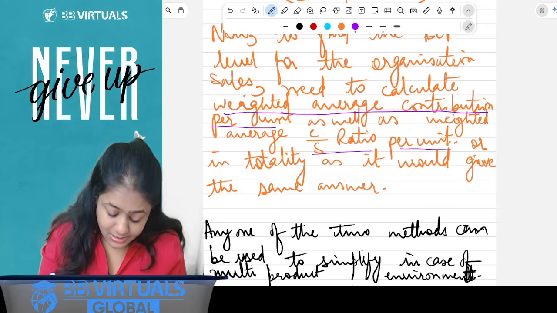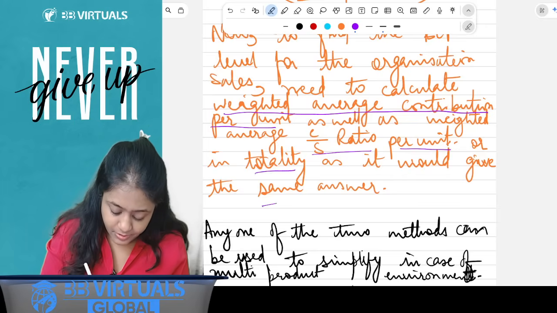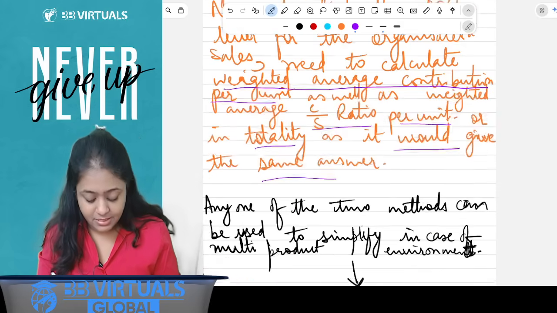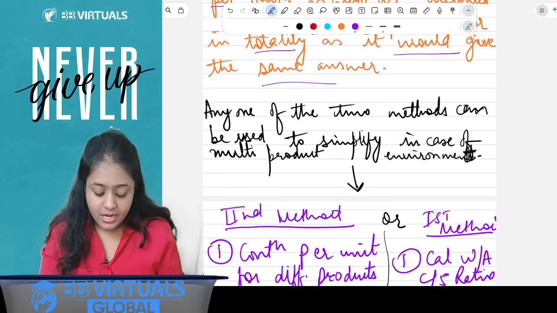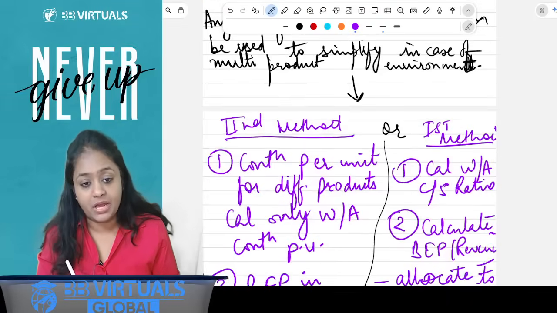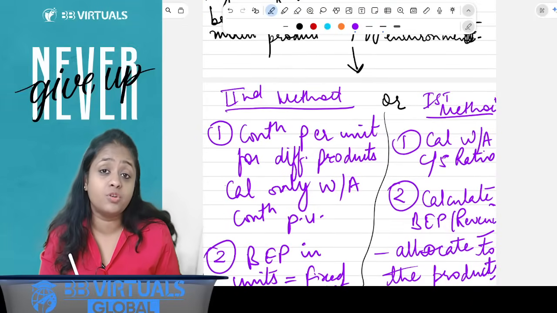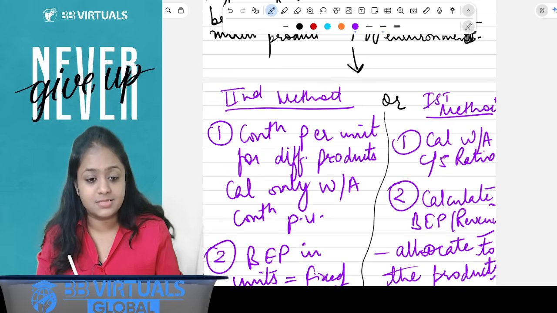Okay, since we have weights, therefore we can get the totality also. So we can have the CS ratio per unit, or in totality it will give the same answer. So any of the two methods can be used to simplify in case of a multi-product environment. So what are the methods to use when we have a multi-product environment and we want to calculate the break-even point in units or in revenue? So two methods are there.